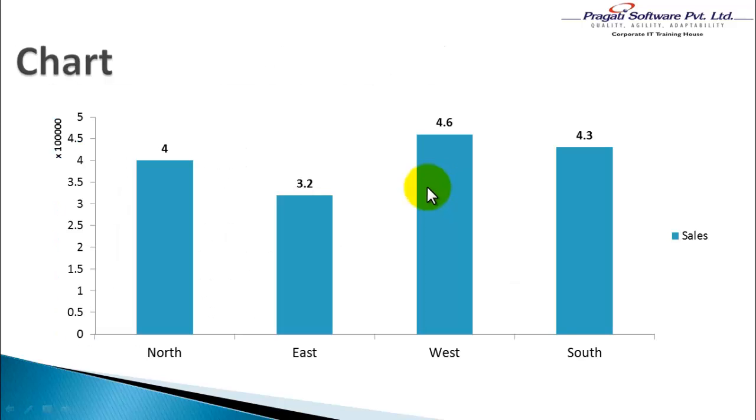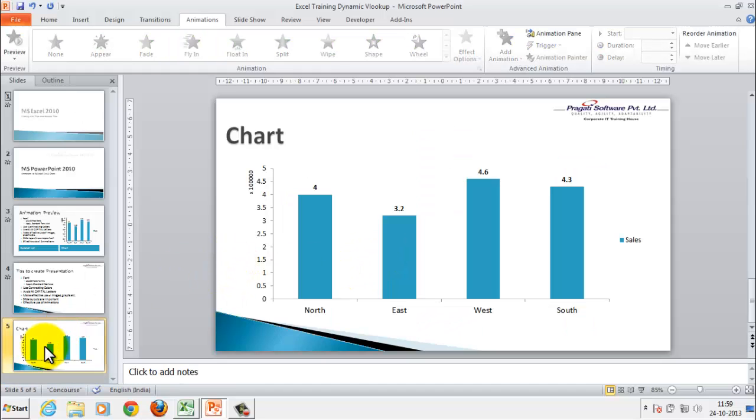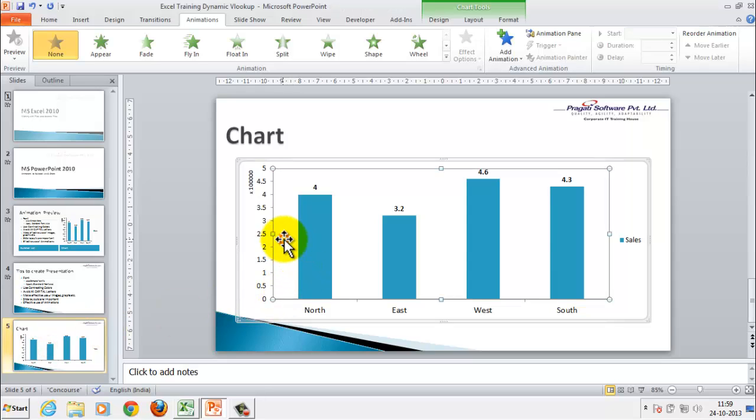The second object where we really require an animation is a chart. I've prepared a small chart over here, which is a simple column chart. To apply an animation on this chart, you have to just click on the chart object. You have to make sure that your chart object is selected. After that you can go for animation.